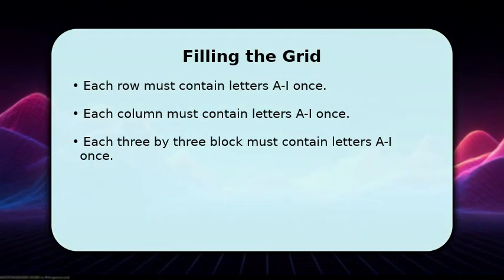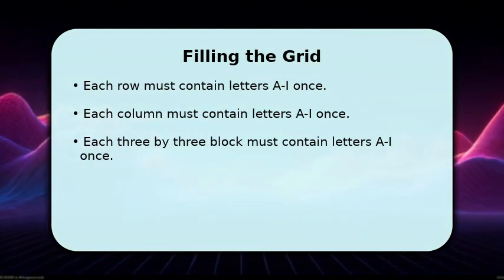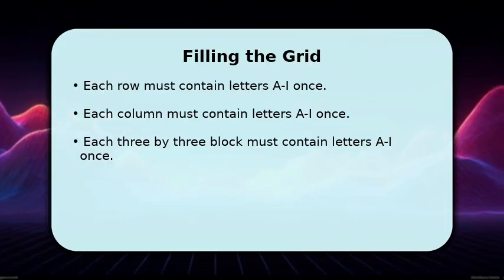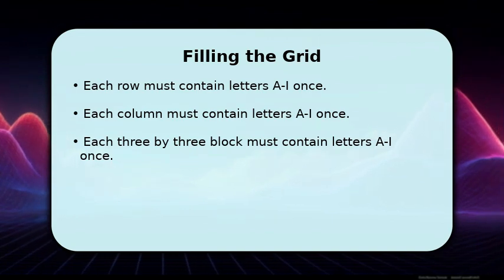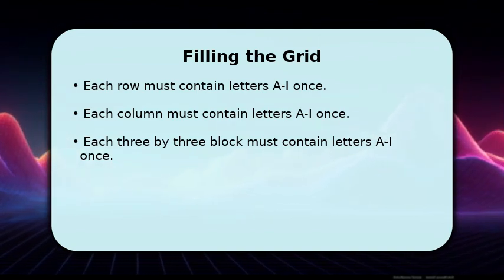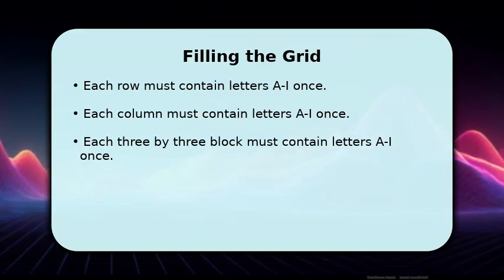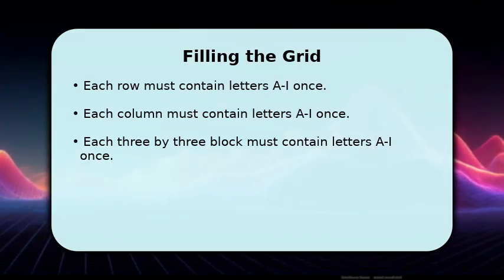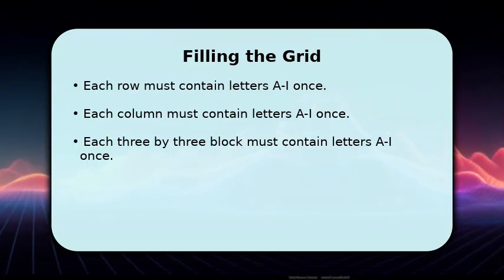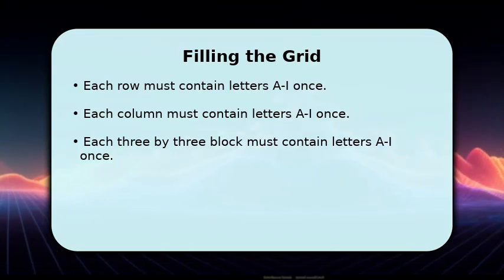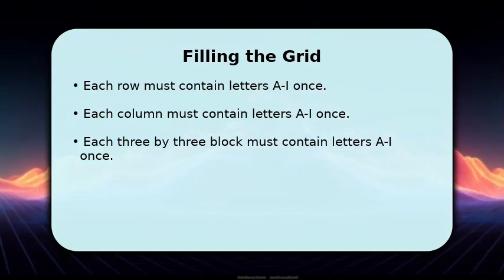The core rules are straightforward. First, every horizontal row, consisting of 9 cells, must contain each letter from A to I exactly one time. Second, each vertical column, also with 9 cells, must similarly feature every letter from A to I without any repetition. Finally, each of the 9 3 by 3 blocks must also contain all 9 unique letters.